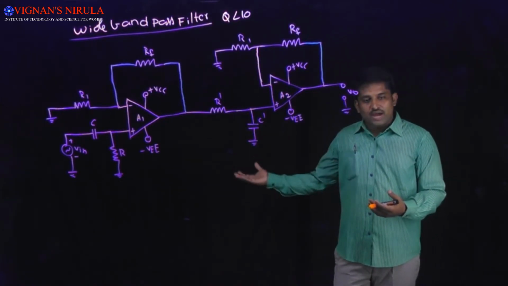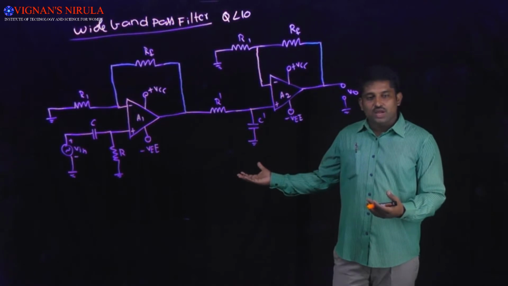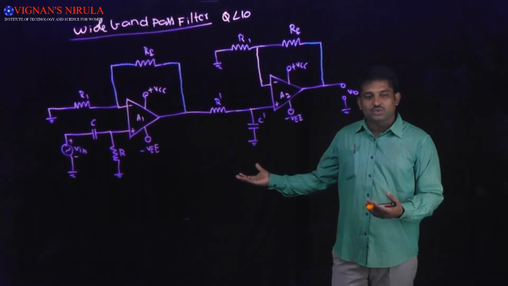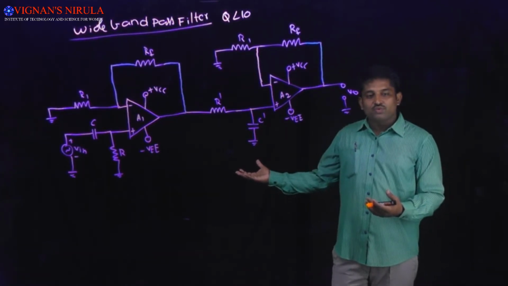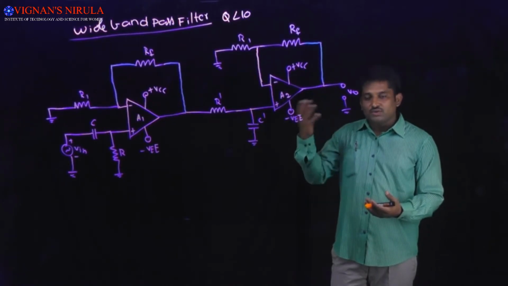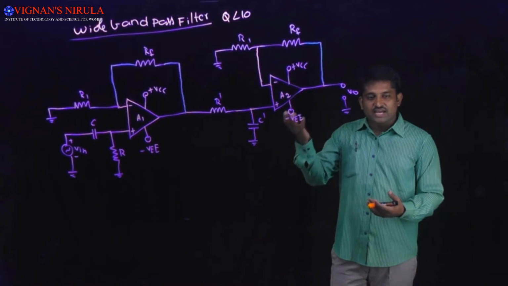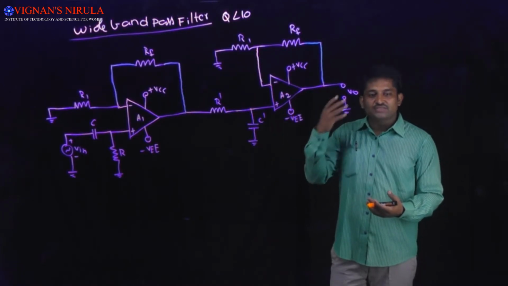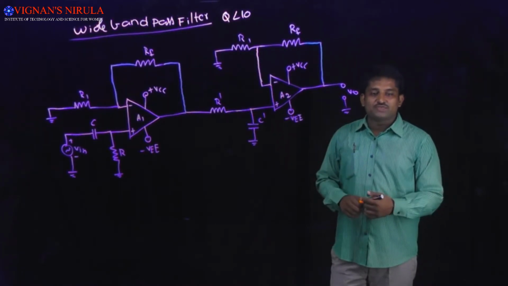In the stop band, it generates the gain roll off of plus or minus 20 dB. Whenever you want the gain roll off of plus or minus 40 dB, then you have to cascade the second order high pass filter as well as the second order low pass filter.